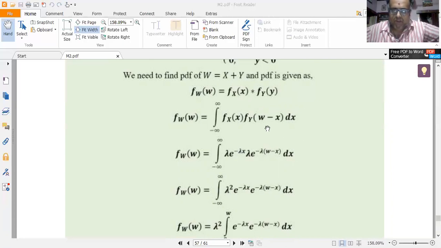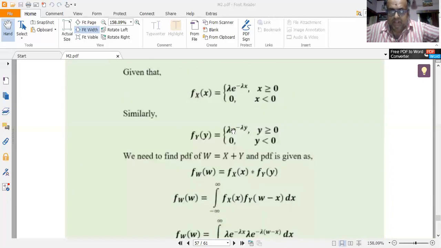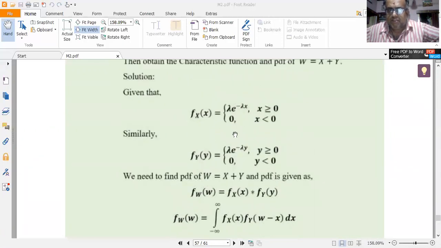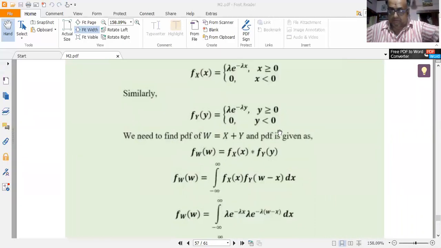Now this fw of w can be written as integral minus infinity to plus infinity fx of x into fy of w minus x dx. So replace this fx of x by lambda e to the power of minus lambda x. Replace fy of w minus x in terms of lambda into e to the power of minus lambda into w minus x. Let me repeat what we are doing because here is the main key step. Fx of x is given by this exponential distribution formula lambda e to the power of minus lambda x for x greater than or equal to 0 and 0 for x less than 0.